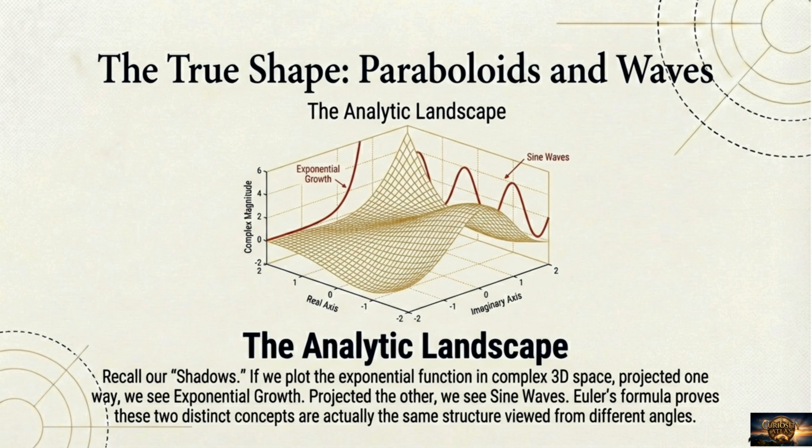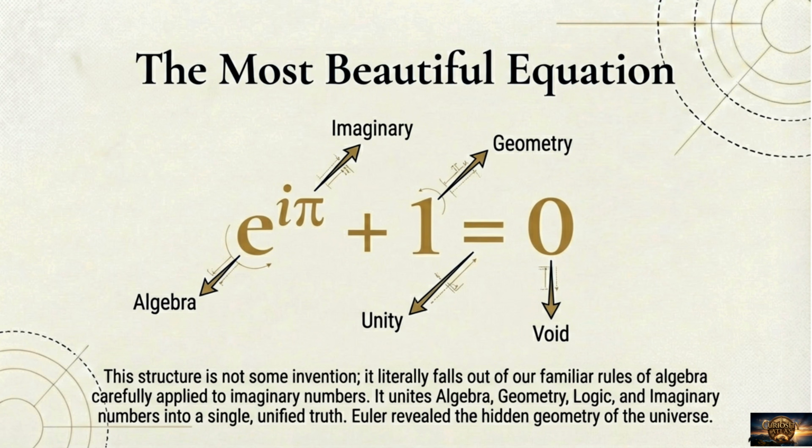The true shape of this function is the analytic landscape. Projected one way, we see exponential growth. Projected the other, we see sine waves. Euler's formula proves these two distinct concepts are actually the same structure viewed from different angles. Applying a rotation of pi to Euler's formula yields what many call the most beautiful equation. This structure unites algebra, geometry, logic, and imaginary numbers into a single, unified truth, revealing the hidden geometry of the universe.